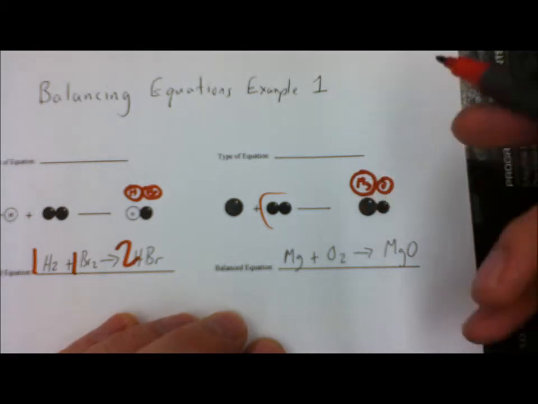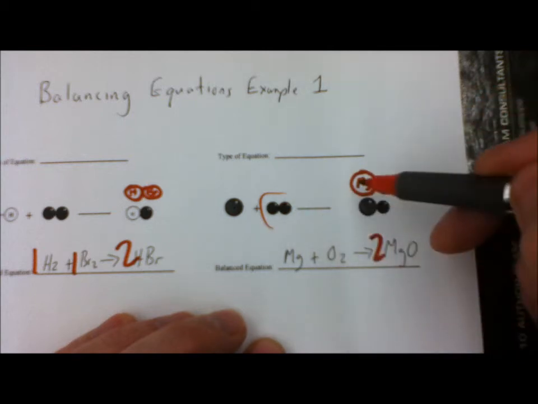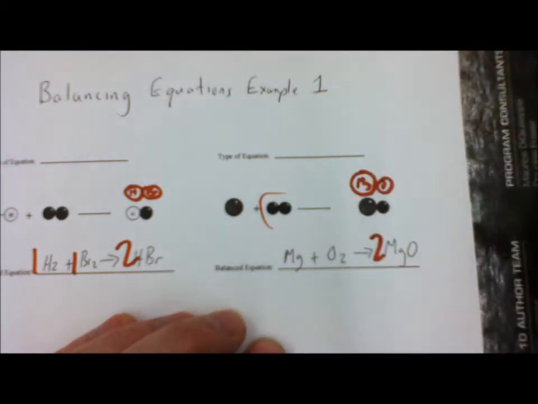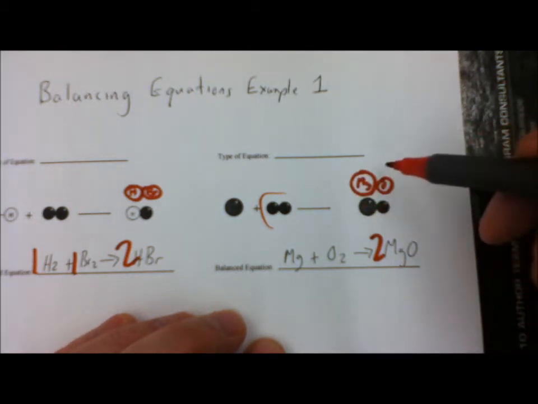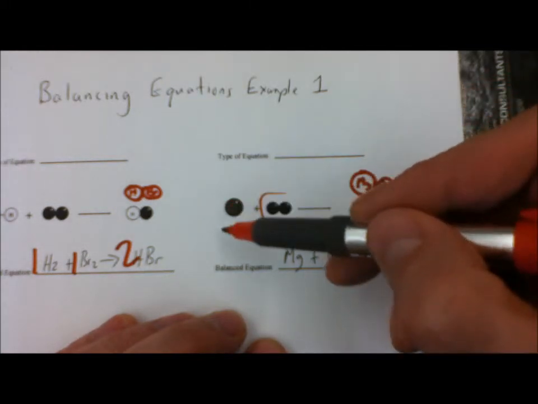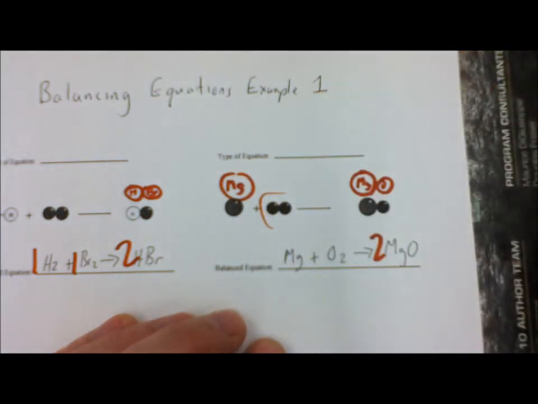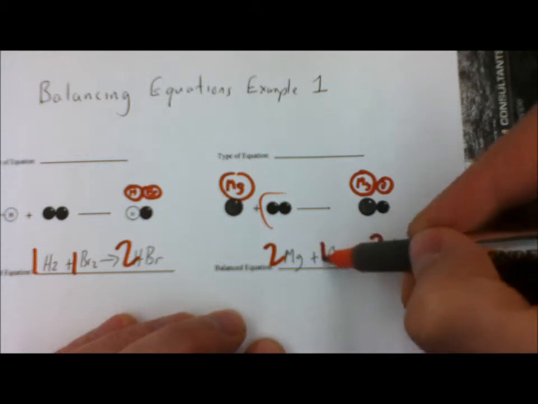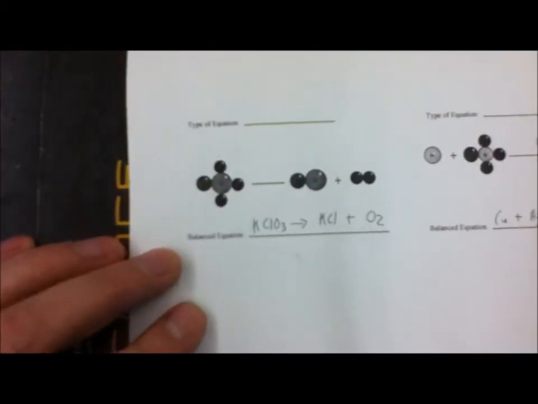Now we've got 2 MgOs. We've got 2 oxygens, 2 oxygens, 2 magnesiums, 1 magnesium. Well, that's not right. By adding another MgO here, we've unbalanced the magnesiums. So we have to add another magnesium atom over here. So now we have 2 magnesiums, so we put that there. We've got 1 molecule of oxygen, so now our equation is balanced.